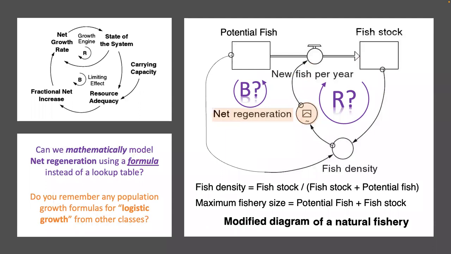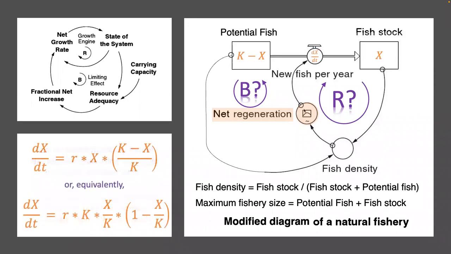But in order for me to make it clear that this is going to be a reinforcing loop and this is going to be a balancing loop, I am going to approximate the curve that's in this lookup table with a formula that will make that clear. And so what do I mean by that?